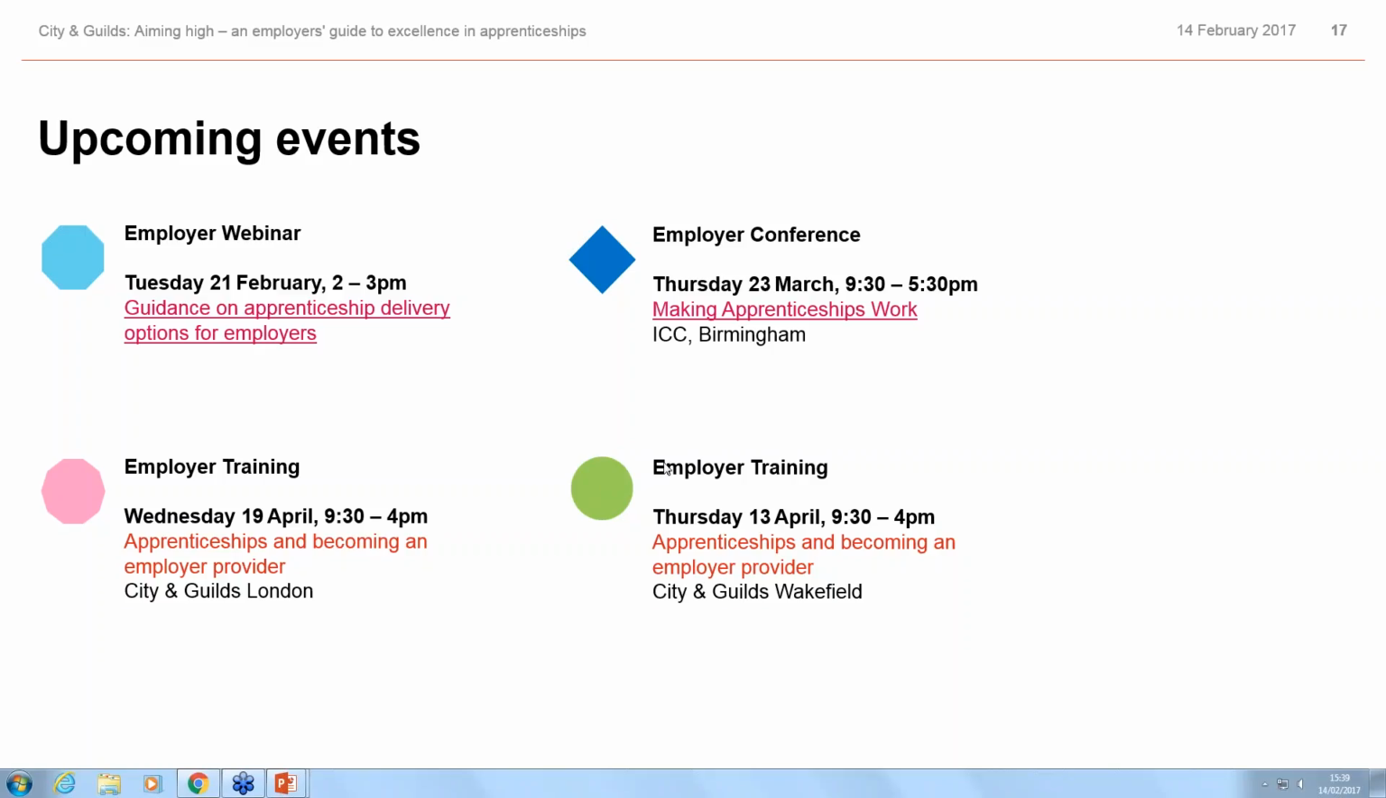The first question we have is from Apple. Can the levy be used to pay for the salary of anyone on an apprenticeship program? No, the apprenticeship levy can't be used to pay the salary of an apprentice, but it can be used towards the training and assessment of the learner on the apprenticeship program.